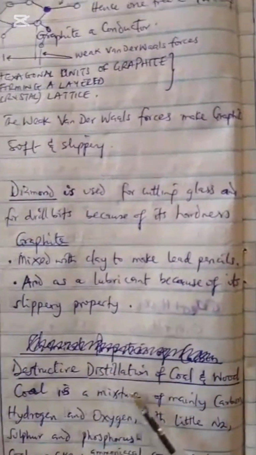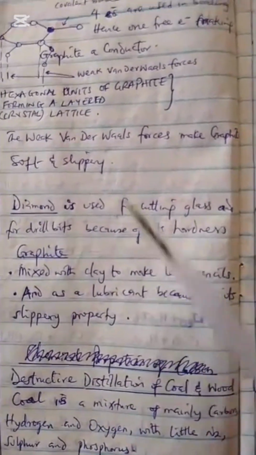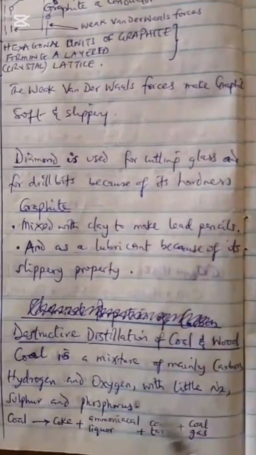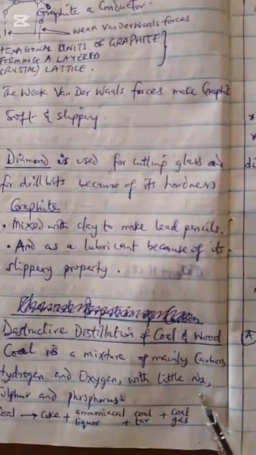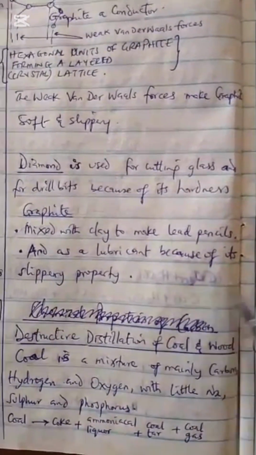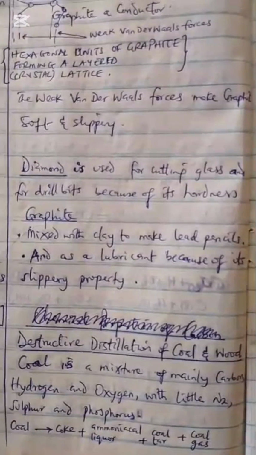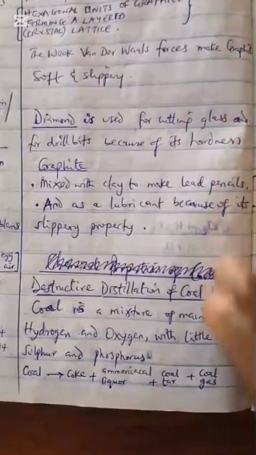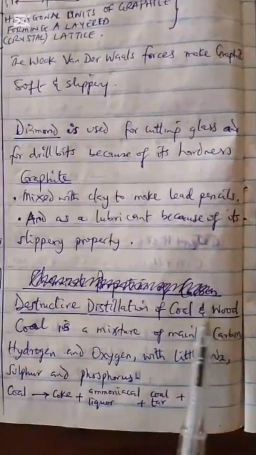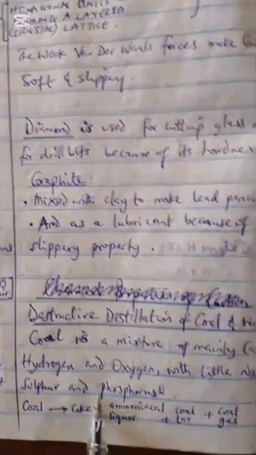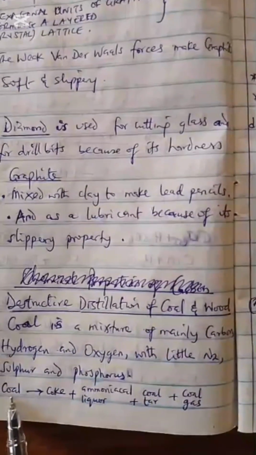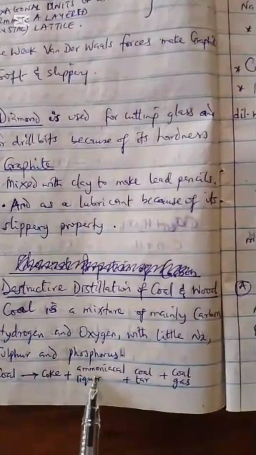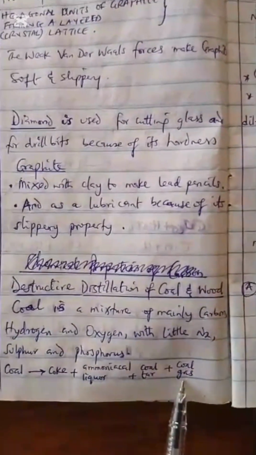Now let's look at destructive distillation of coal and wood. Remember, we're talking about compounds of carbon. Coal is a mixture of mainly carbon, hydrogen, and oxygen with little nitrogen, sulfur, and phosphorus. Let's look at destructive distillation of coal, and then we'll look at that for wood. Destructive distillation of coal is basically heating coal in the absence of air. This breaks down into coke, ammoniacal liquor, coal tar, and coal gas.